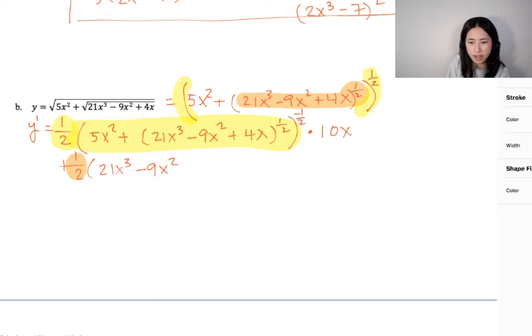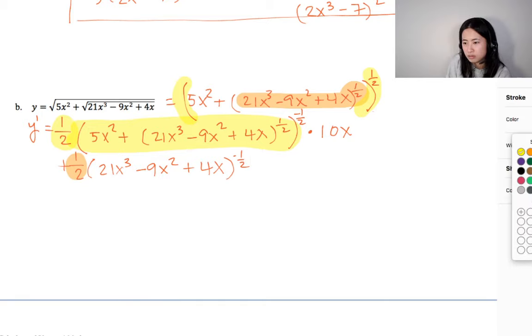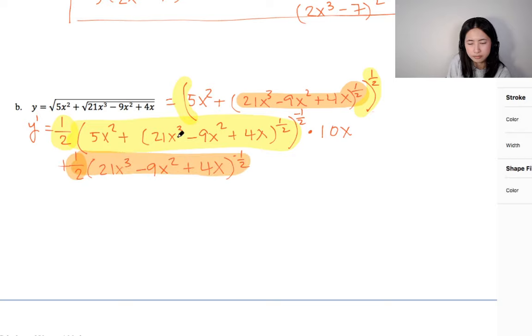Because this is 1/2 minus 1. So chain rule, bring the 1/2 down. Make sure your exponent, you subtract that with 1, you get negative 1/2. And then the same thing applies here. You're bringing down 1/2, then you have 21x cubed minus 9x squared plus 4x. And then making sure that this 1/2 minus 1 is negative 1/2. Okay, great. So that's part of that.